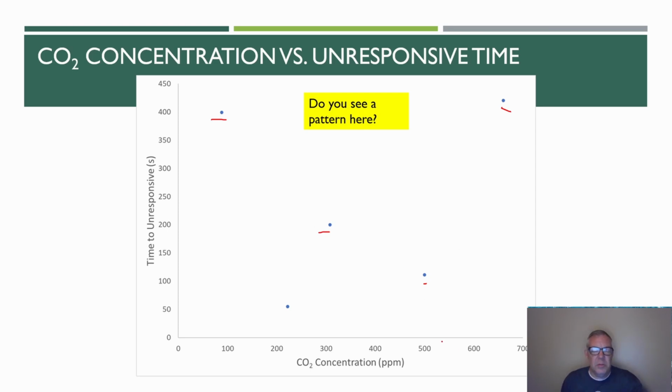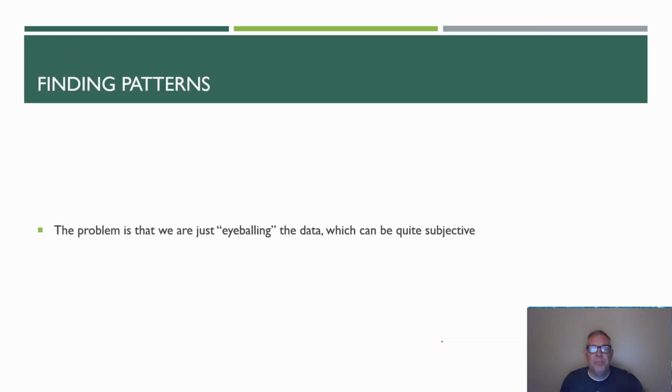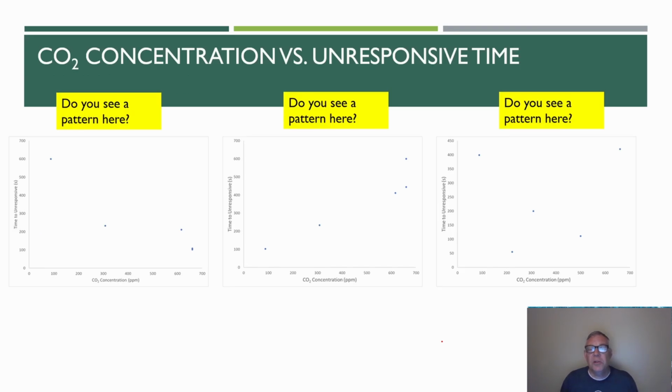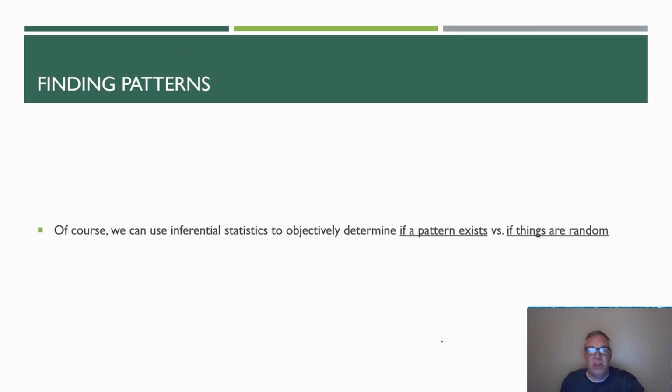And so that's the thing. We're just looking for a pattern in the scatter plot. But of course, like we've talked about, that's just eyeballing the data, and that's going to be subjective. And so we need an objective way to try to determine if a pattern exists. And of course, again, here, do we see a pattern? You kind of do. Maybe you see a pattern. In the last one, I don't really see one. But the point is, it's very subjective.